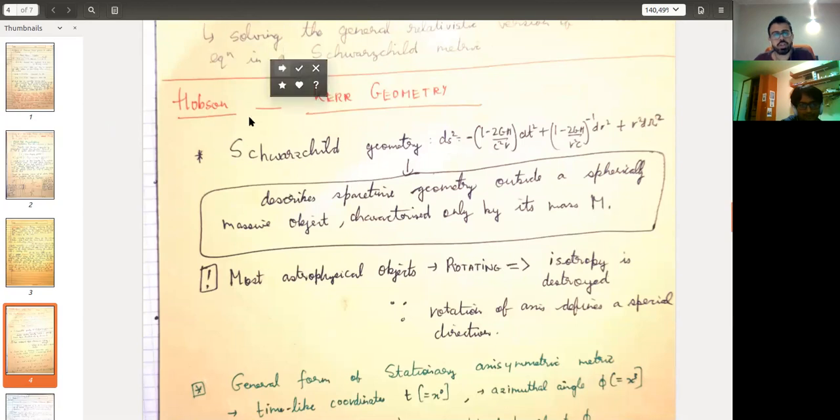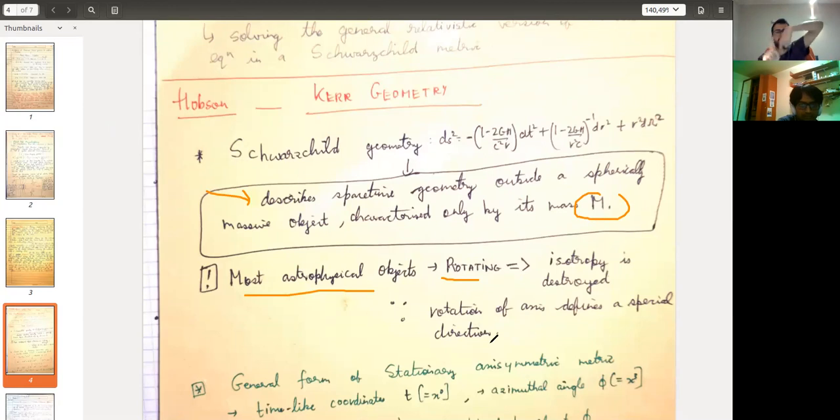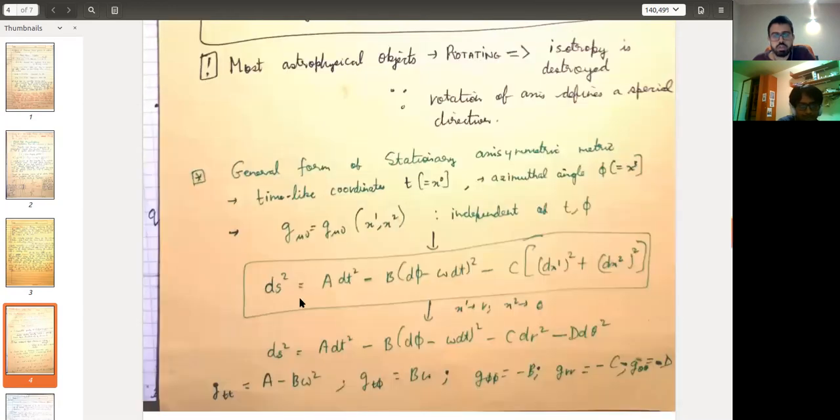The Schwarzschild geometry describes the space-time geometry outside a spherically symmetric massive object characterized by its mass. But most of the astrophysical objects are rotating. Since an object is rotating, this isotropy is destroyed, because the rotation axis defines a special direction. So what happens is that the form of the metric, or the ds square, changes.